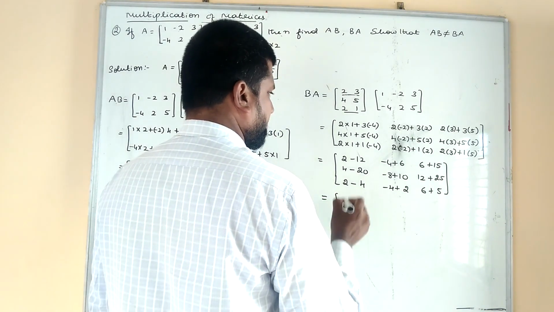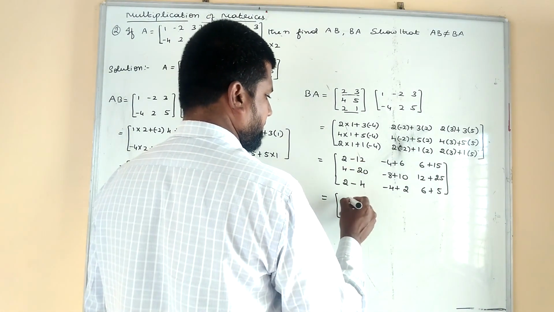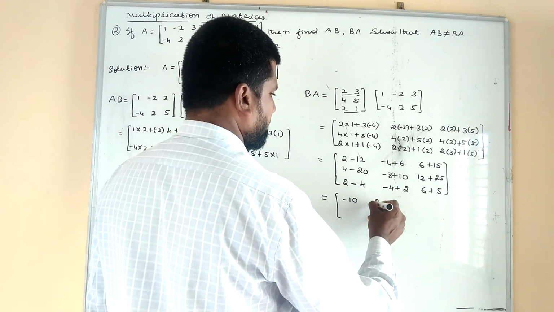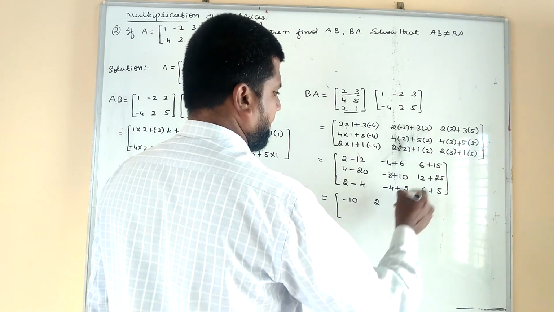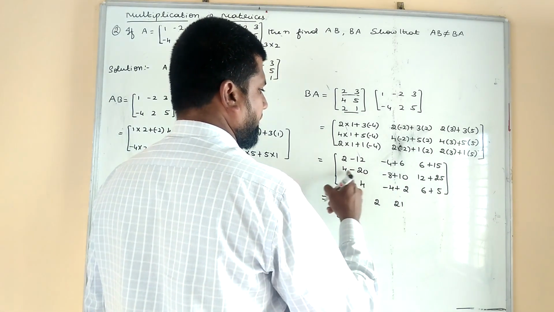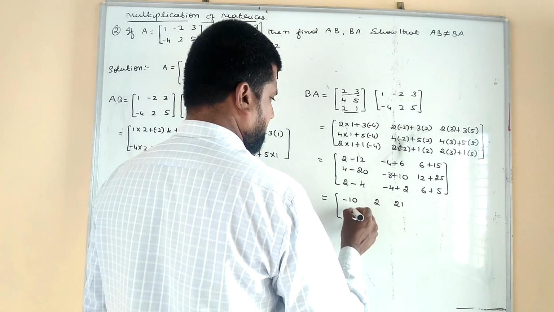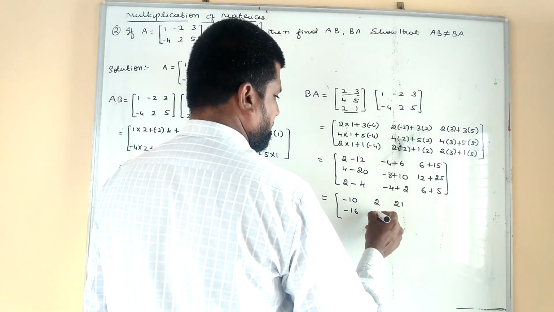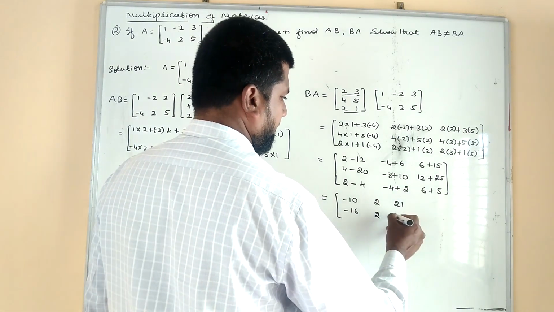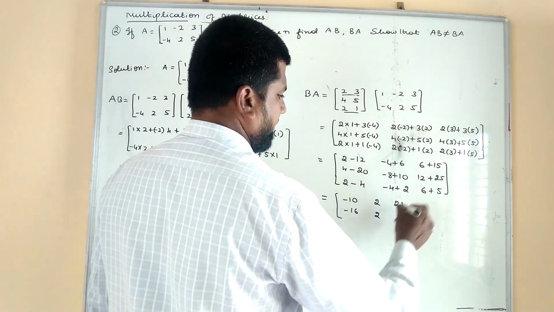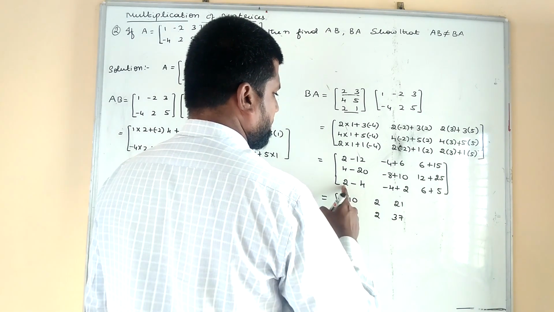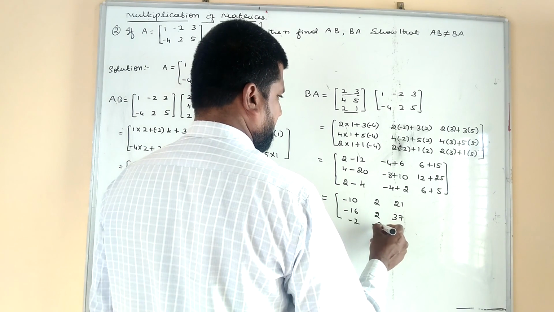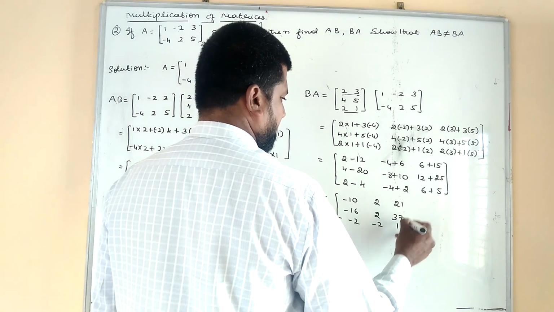So if you add or subtract, 12 minus 2 is minus 10. Then 6 minus 4 is 2. Then 6 plus 15 is 21. 20 minus 4 minus 20 is minus 16. Then minus 8 plus 10 is 2. Then 12 plus 25 is 37. 2 minus 4 is minus 2. Then minus 4 plus 2 is minus 2. 6 plus 5 is 11.